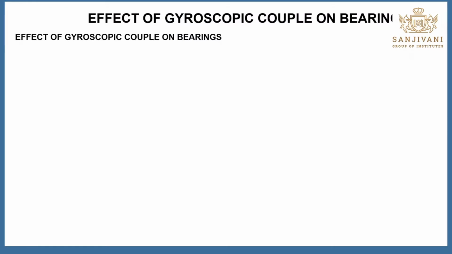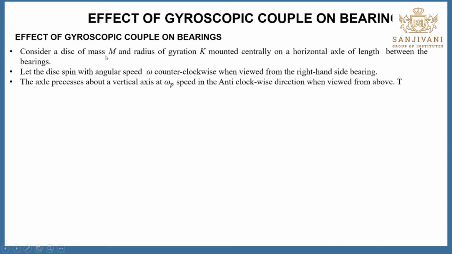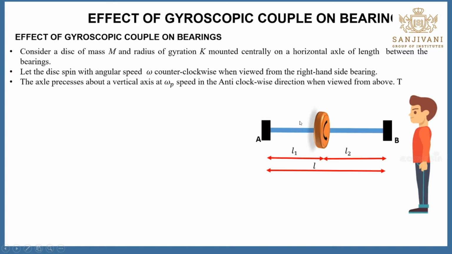Now we'll start with the effect of gyroscopic couple on the bearing. In this case, we are going to consider some notation. M is the mass of the disk, K is the radius of gyration. The disk rotates with angular velocity omega in the counterclockwise direction when viewed from the right-hand side. The whole system is rotating about the vertical axis with angular velocity omega p in the anticlockwise direction when viewed from the top. Now this is the total system.